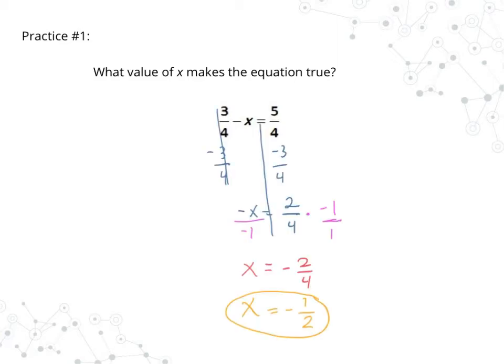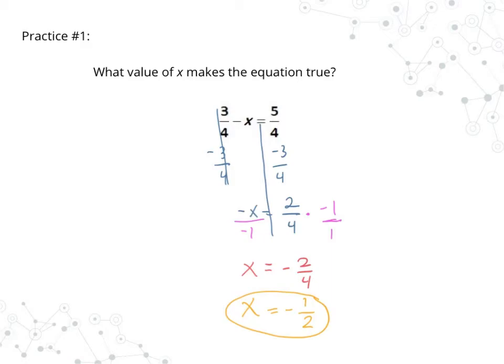How did you do? Were you able to get the same answer that I got? Notice that you had to get rid of that negative in front of the x by dividing both sides by -1, but you couldn't divide because it was a fraction, so you had to multiply by the reciprocal. You ended up with x equals -2/4, but again, that fraction is not in simplest form, so you had to make sure that your fraction was in simplest form, so you should have had x equals -1/2.